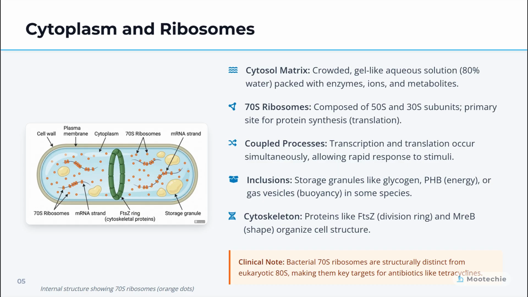The diagram shows the plasma membrane, cell wall, and inside the cytoplasm, we see many orange dots representing the 70S ribosomes, an mRNA strand being translated, an FtsZ ring at the cell's midpoint, and a storage granule. This illustrates the bustling activity inside a bacterial cell. Clinical note. Bacterial 70S ribosomes are structurally distinct from eukaryotic 80S ribosomes, making them key targets for antibiotics like tetracyclines. This difference allows drugs to selectively attack bacteria without harming our cells.